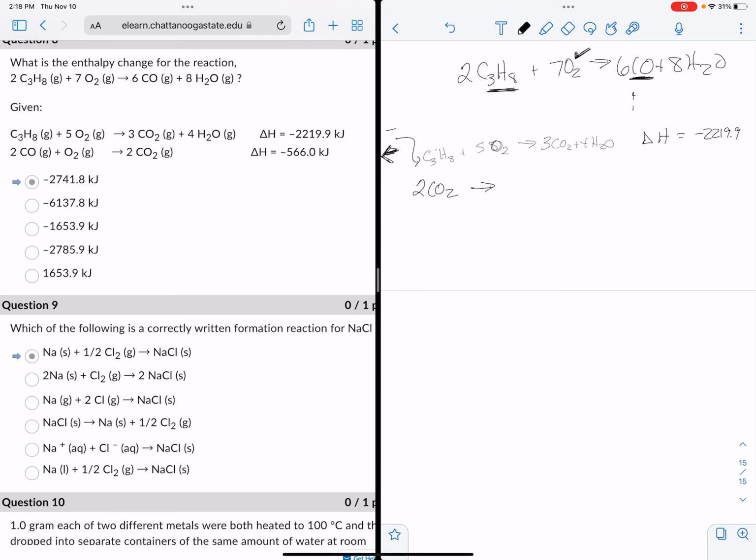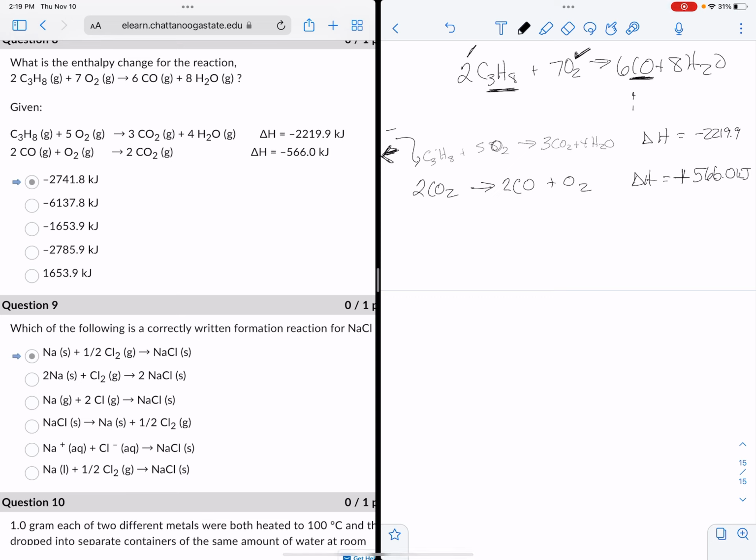So this is more how you would do it digitally. I feel like it's easier to do it this way. And then again, I've got to remember that when I'm flipping, I flip my sign. So everything's in the right position. That's good. So next thing is I just need to fix my coefficients.